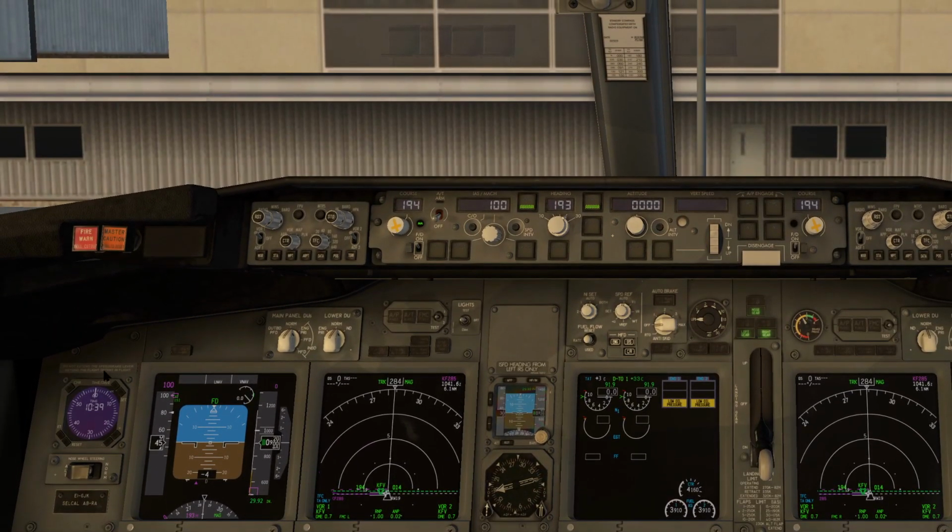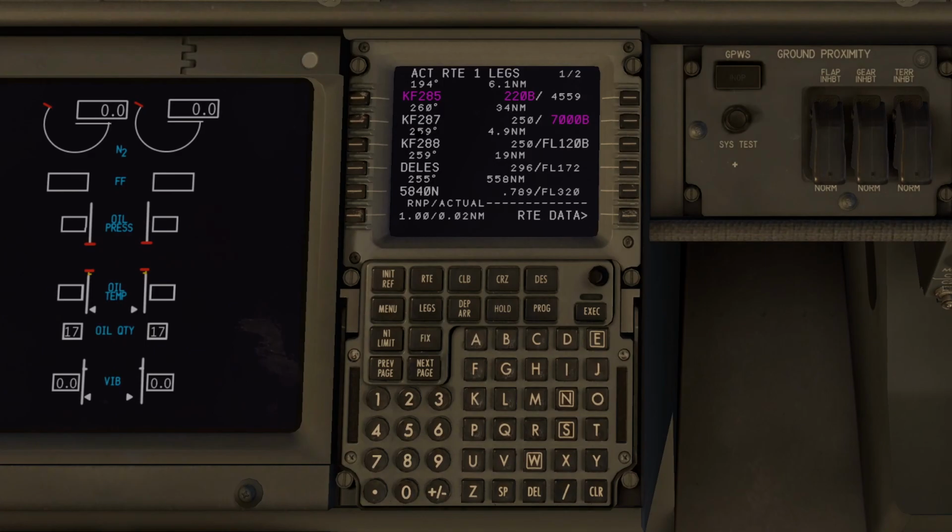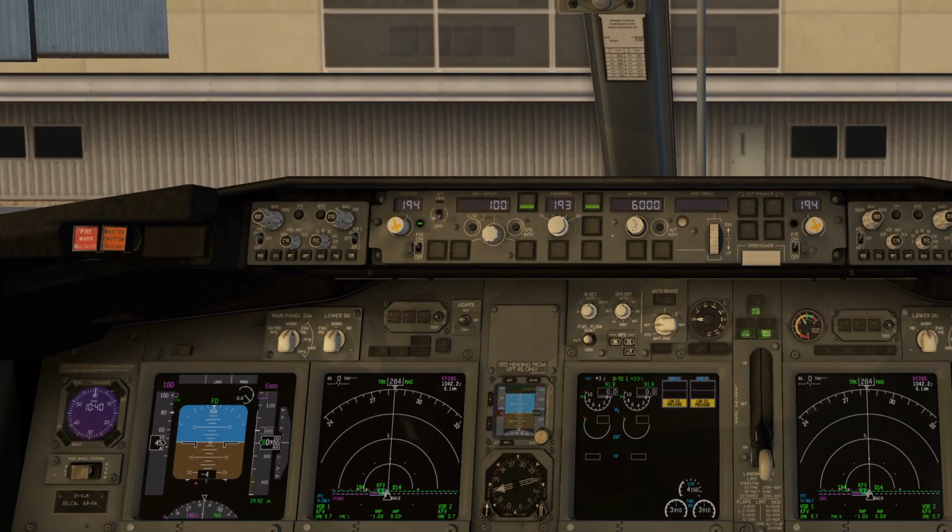So, initial altitude, we plan for 6,000 feet. We have some altitude constraints. So for instance, at the KF 287, we have to be below flight level 70. At KF 288, we have to be below 120. So we will put those constraints. So initially we could climb to 7,000, flight level 70 even. So that's good.